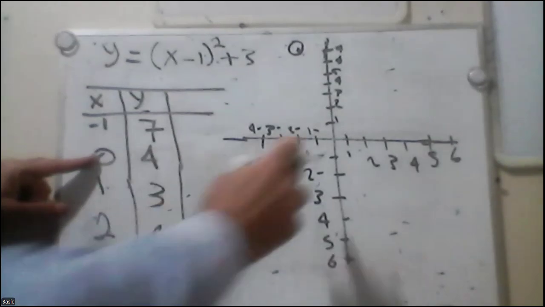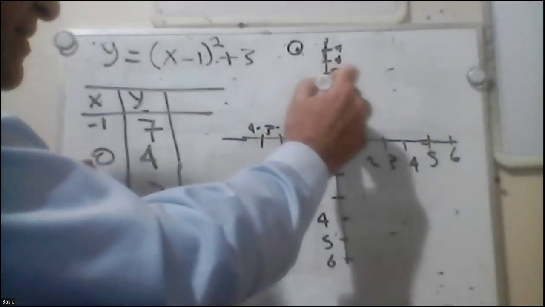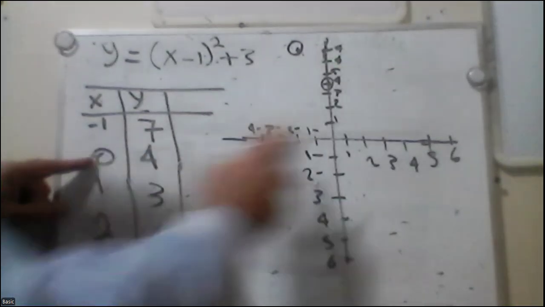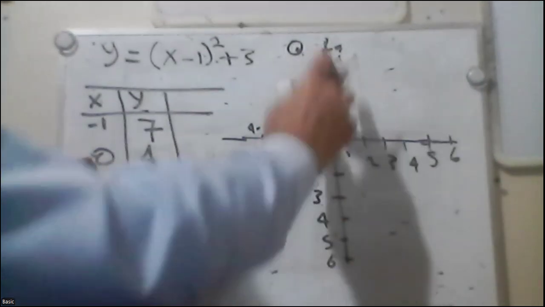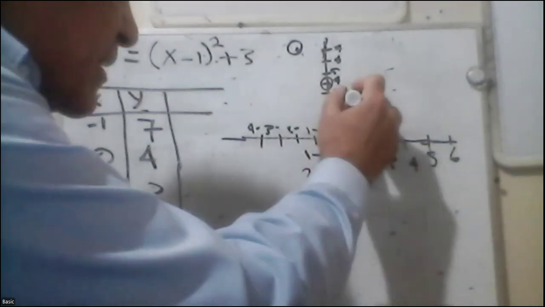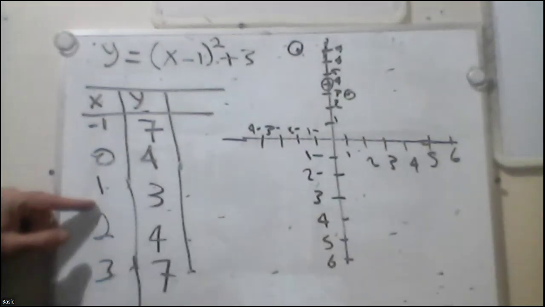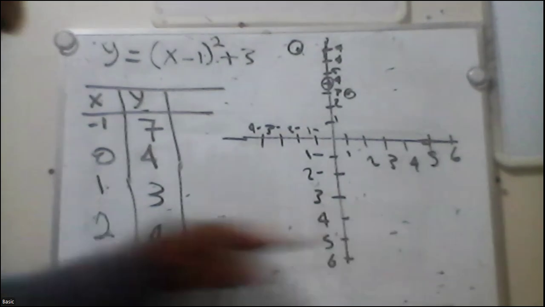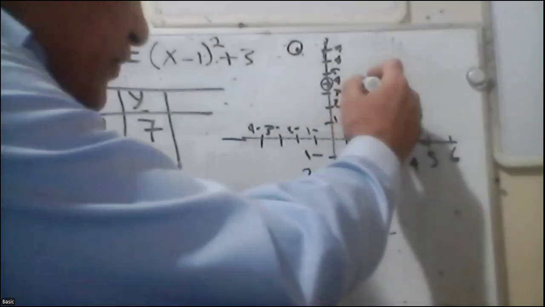0 and 4, so this is 0 and 4. Here it is 0, x means I'm not going to x, and I will go up 4. 1 and 3, this is 1 and this is 3. Here it is. 2 and 4. Here is 2, and here I will go to 4.